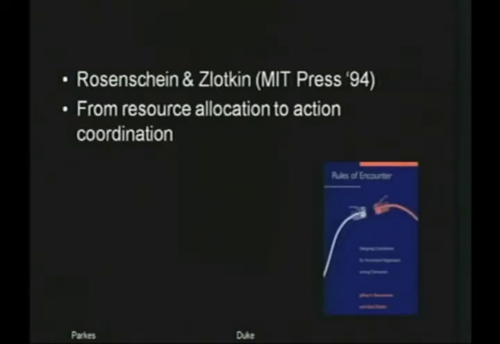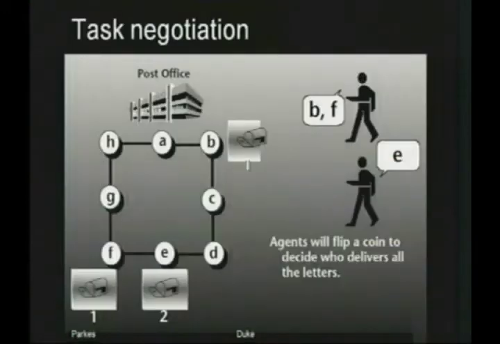OK, so back to Rosenstein and Zlotkin. The other thing they did in their work from early to mid 90s was to talk about task allocation problems, action coordination. So they had this nice example, I'm sure some of you have seen, of two agents that work at the post office and have tasks that they need to do. Agent 1 has to deliver some mail here and here, agent 2 here. They have to deliver the mail and go back to the post office. And it costs $1 for every edge you have to traverse.